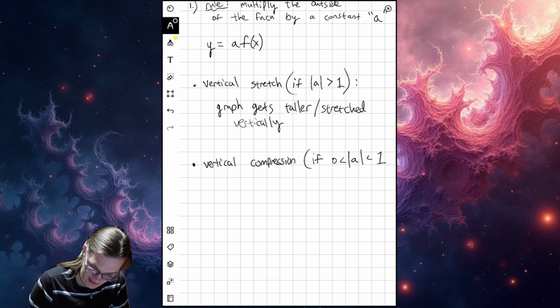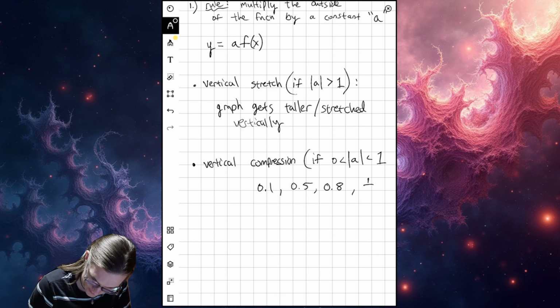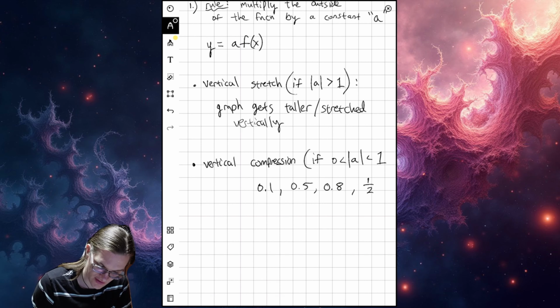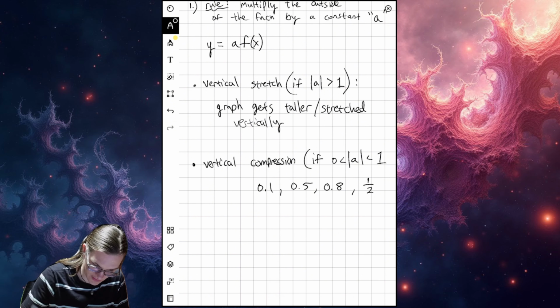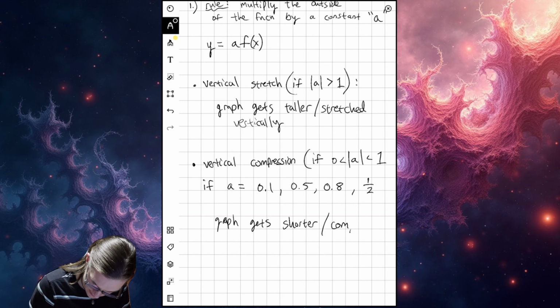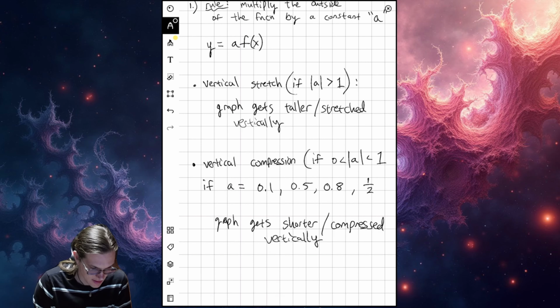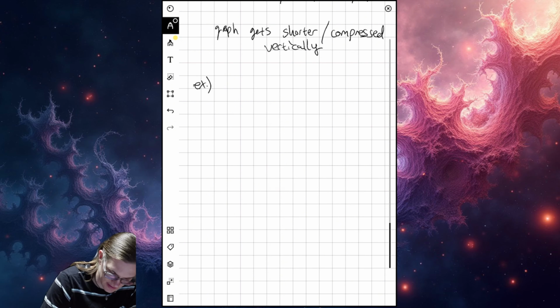That means 0.1, 0.5, 0.8, 1/2. All of these values are going to make the graph shorter in the vertical direction. So this is if a is any of these, is what I'm saying. Graph gets shorter, compressed vertically. Okay, so let's do an example so that can be clear.